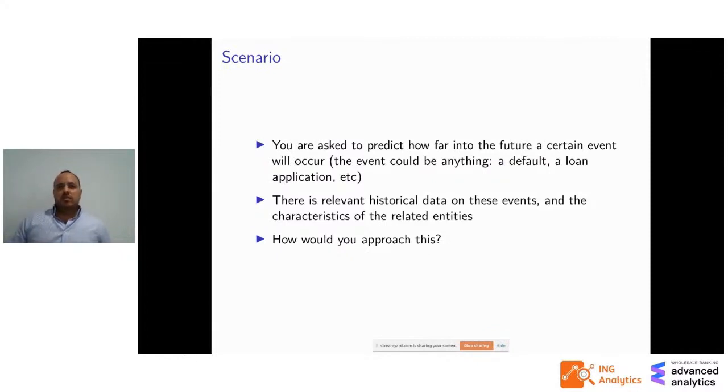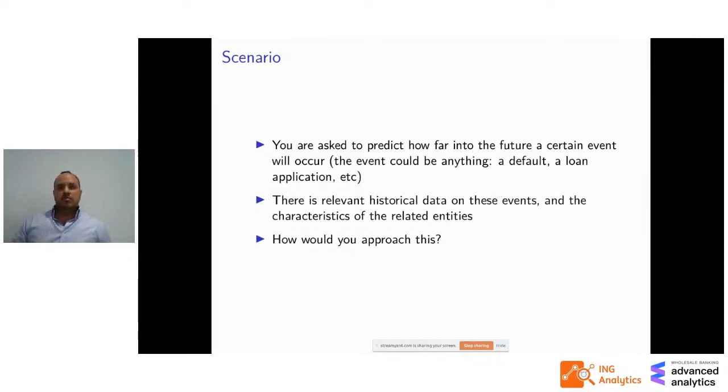So say you have a scenario where you're asked to predict how far into the future a certain event will occur. And the event can be anything. In the context of banking, it could be a default or a loan application. In the medical context, it could be a death, an asthma attack, a stroke. It could be anything really. This framework is completely general.